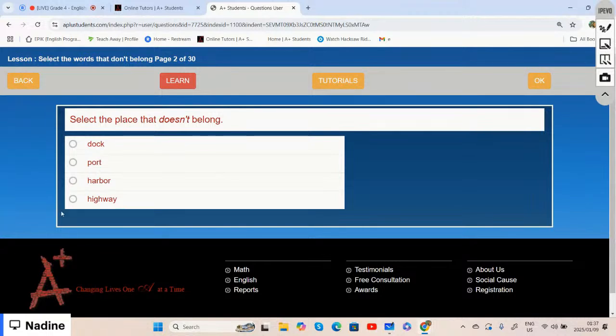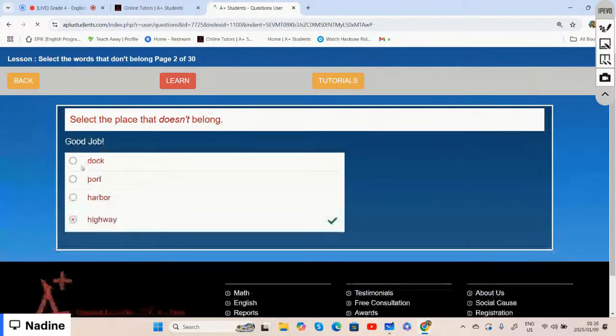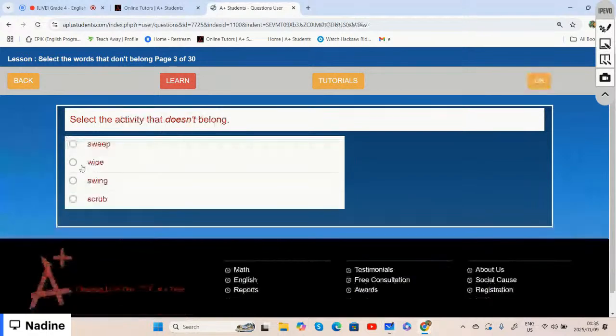All right. And if we were to choose the place that doesn't belong, then yes, we will say highway doesn't belong, because dock, port, harbor, they are places where you find the boats.